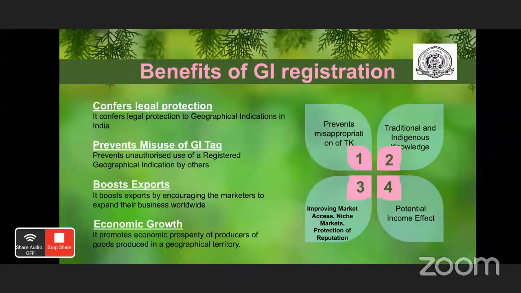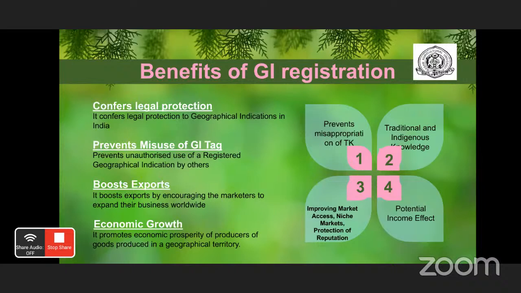So it is very, very important. So it prevents misuse of GI tags. It prevents the unauthorized use of the registered GI by others. Then only will that community or the registered proprietor have the exclusive marketing rights. They will be able to earn money from it.